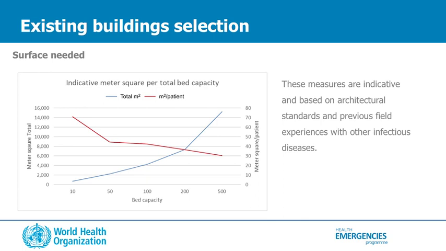As already said, expected bed capacity should be the leading factor. This graphic provides indicative square meters per total bed capacity and square meters per patient. For instance, for a 50 bed capacity center, we should consider a building with a surface around 2,000–2,500 square meters, while for 2,000 bed capacity, we should consider surfaces around 8,000 square meters. These figures are an indicative estimation based on architectural standards and previous field experience with other infectious diseases.